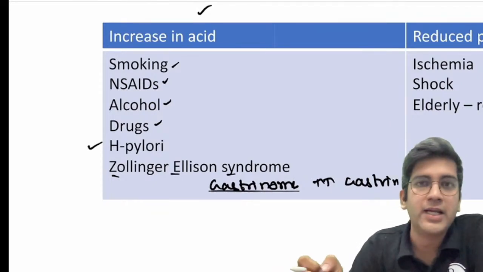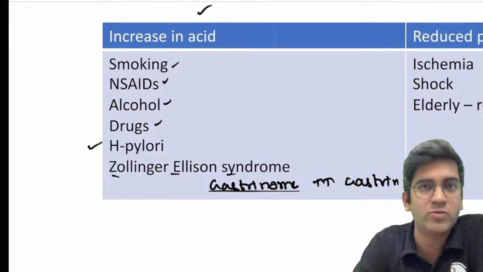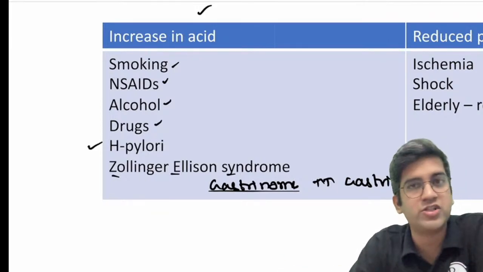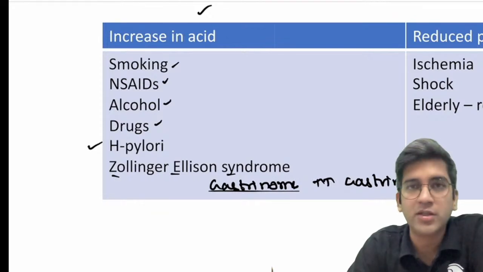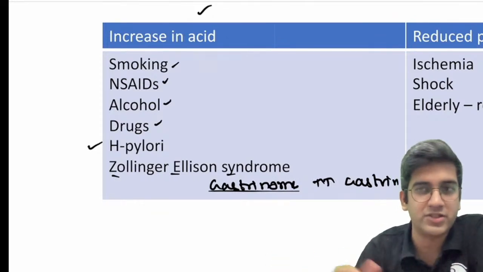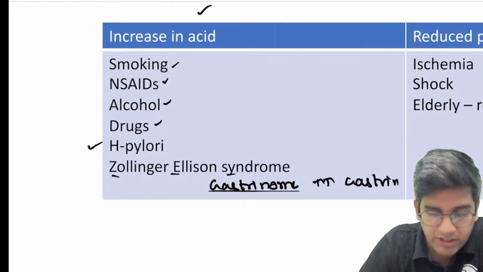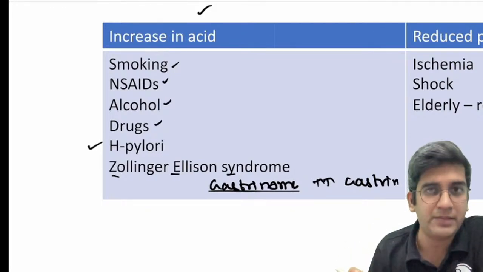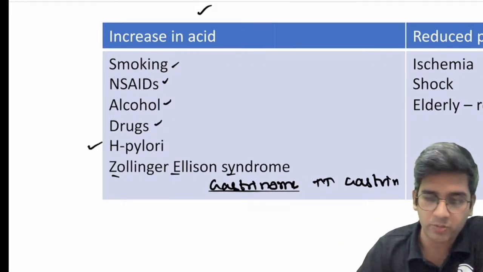Zollinger-Ellison syndrome is an inherited gastrinoma syndrome. This can have peptic ulcers throughout the intestine, not just the stomach and duodenum. Jejunum and ileum can also have ulcers here, right? Unknown location ulcers, recurring ulcers, non-healing peptic ulcer, think of Zollinger-Ellison syndrome, right?